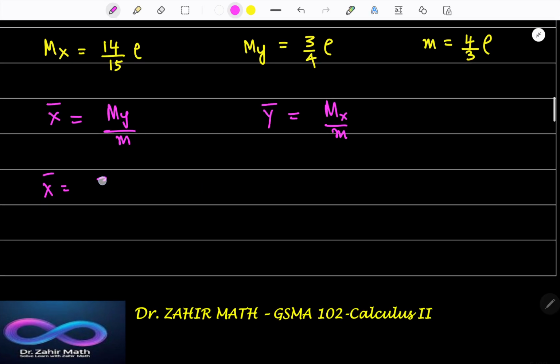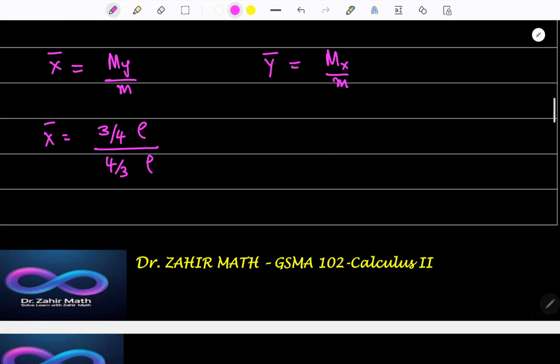So x bar is equal to My, which is 3/4 ρ, divided by m, which is 4/3 ρ. Rho gets cancelled, right? And we are going to get x bar. You can put it in the calculator, 3/4 divided by 4/3, which is 9/16. So this is your x bar. Directly you can put it in the calculator, no problem.